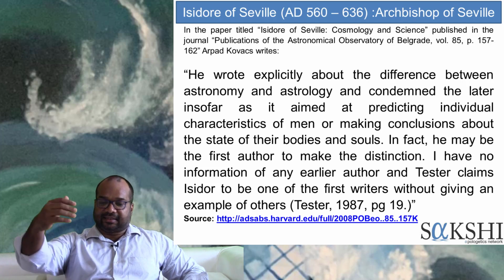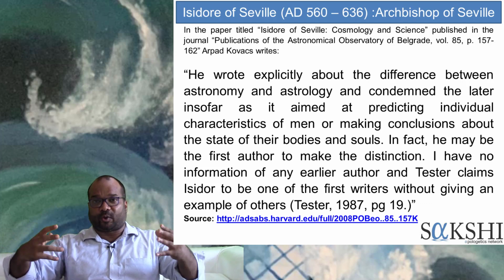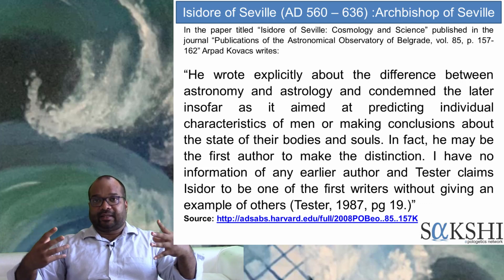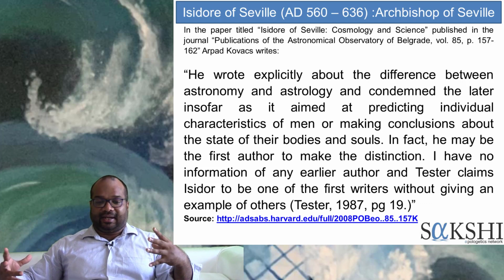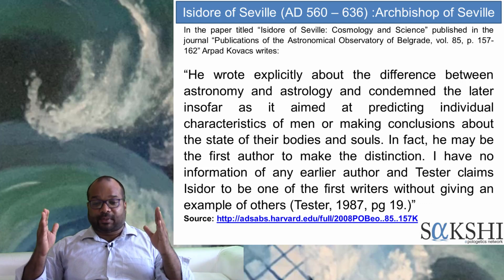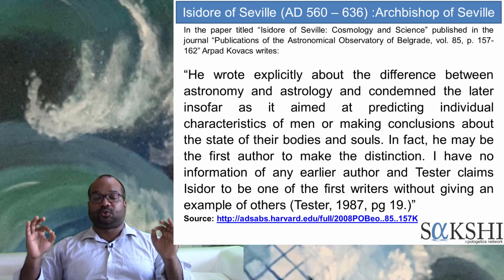In that article, it goes on to show how this bishop has contributed in separating the mathematics, the good part of the astrology, from the bad part. It says, he wrote explicitly about the difference between astronomy and astrology and condemned the latter insofar it aimed in predicting the individual characteristics of men and making conclusions about the state of their bodies and souls. In fact, he may be the first author to make that distinction.